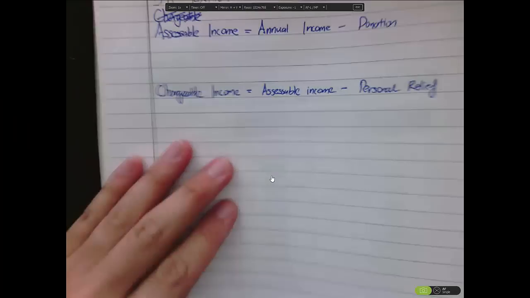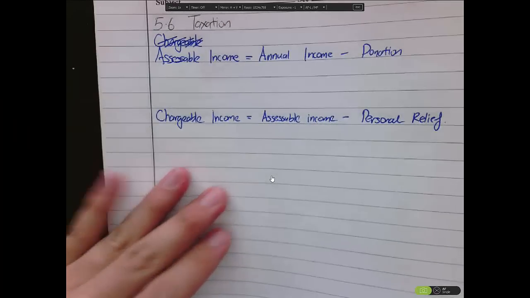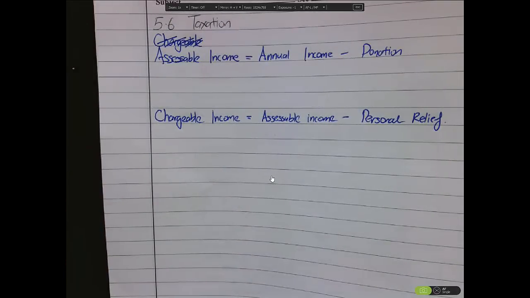Okay, today we're going to talk about chapter 5.6, taxation. As they say, nothing is certain in life except death and taxes. So today, taxes, not as in Texas chicken, but taxes, T-A-X-E-S. And today we're going to talk about taxation.